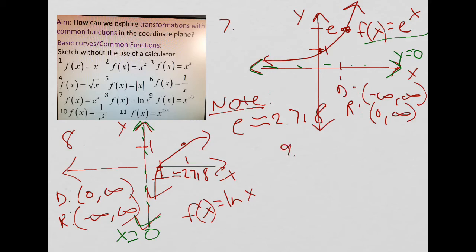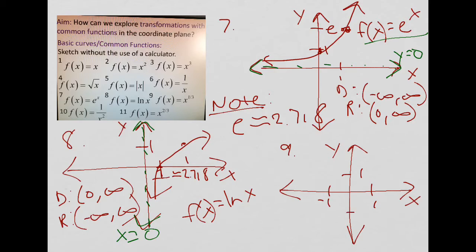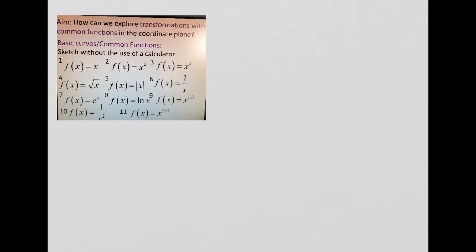Let me squeeze that in here. And some of the same points as before, but a different looking curve. Okay, next one. Okay, I actually want to apologize. 9 and 11 don't have asymptotes, but 10 does. So let me draw that out for you.